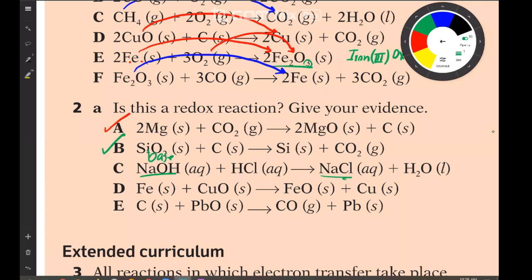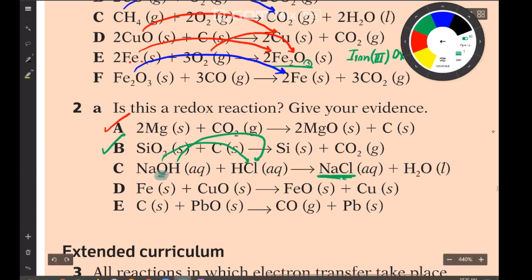Okay, for part C, you have NaOH reacts with HCl, becomes NaCl and H2O. You have oxygen here in the NaOH, but is it transferred to the chlorine? If you look at the other side, the chlorine has not gained the oxygen. Also, you have hydrogen here in NaOH, but is it transferred to chlorine? The oxygen is not transferred to the chlorine.